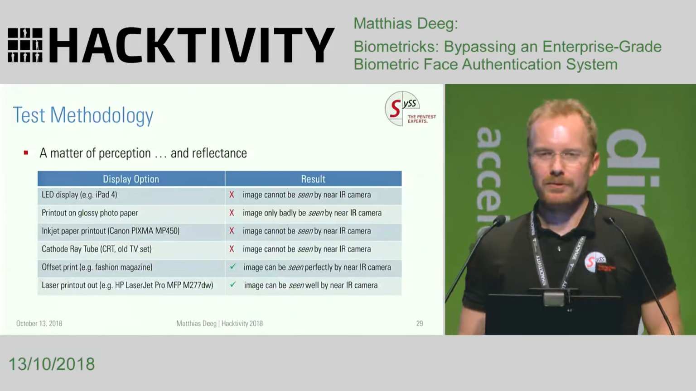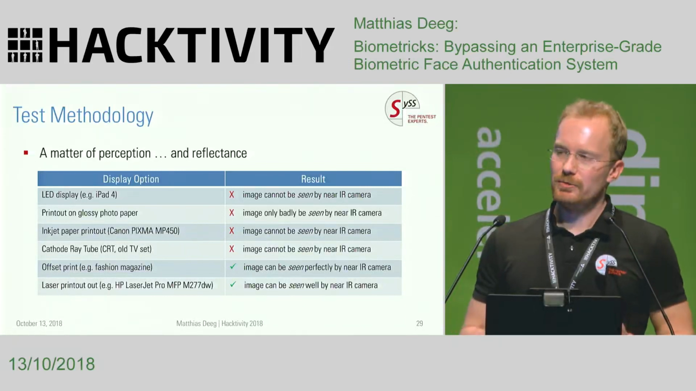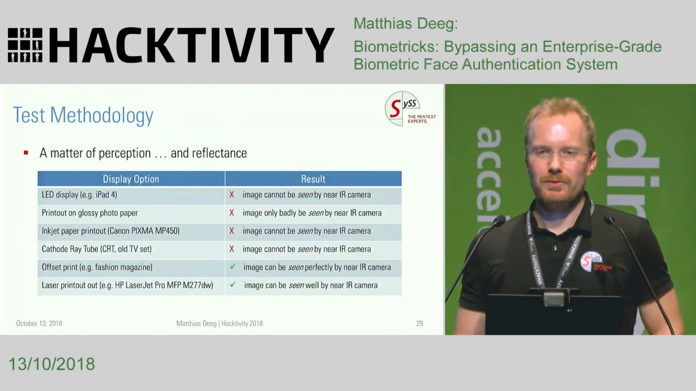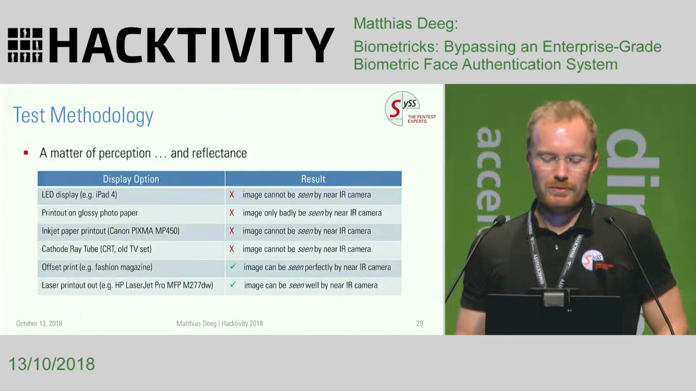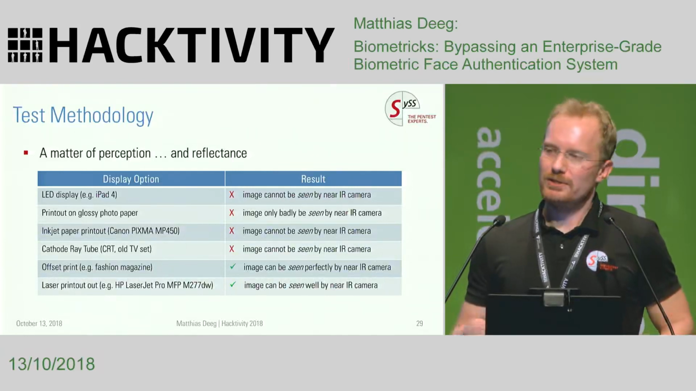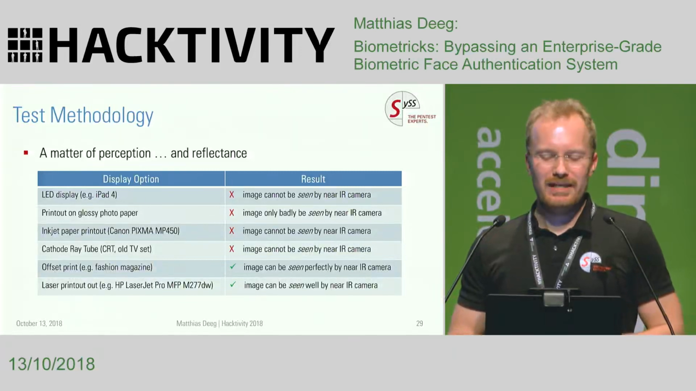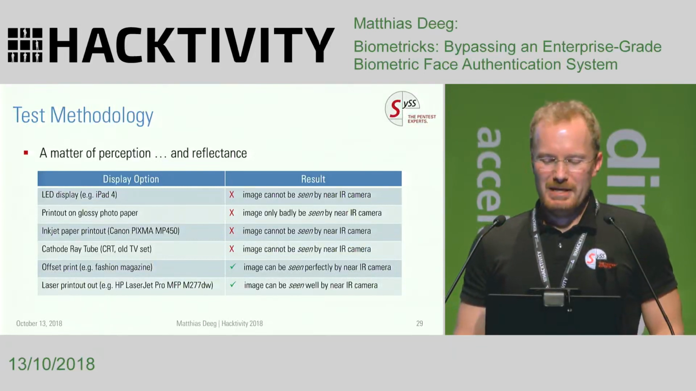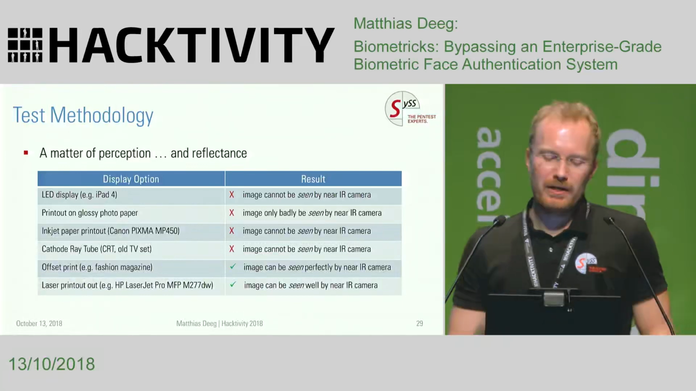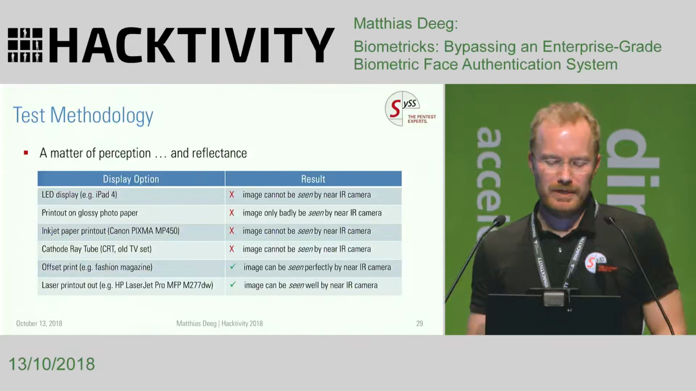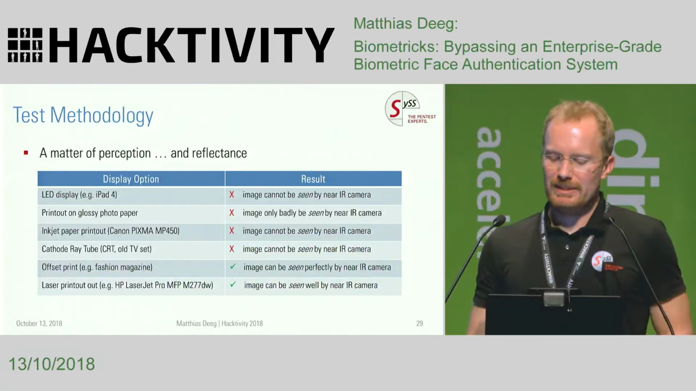We tried different LED displays, for instance an iPad 4, and what we found out is that the image shown on the display cannot be seen by the near-IR camera. Then we tried glossy photo paper, the usual photos that were made back in the day, and we realized that the image shown on these photos can only badly be seen by the near-IR camera. Then we tried paper printouts using inkjet technology, because I had a very old printer at home, and I realized the image cannot be seen by the IR camera. Then I also carried an old TV set from my basement up to the flat to test if a cathode ray tube may work, and if the sensor recognizes the wavelength provided by the cathode ray tube, but the image can also not be seen by the near-IR camera.